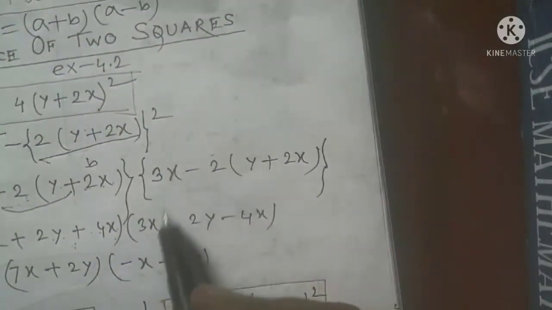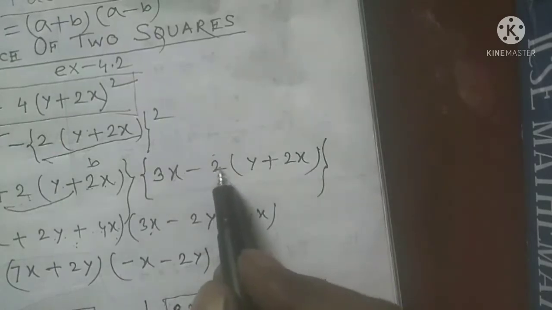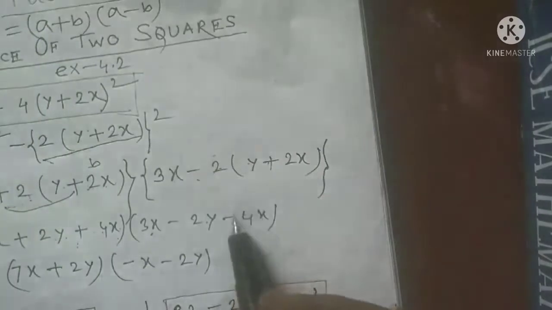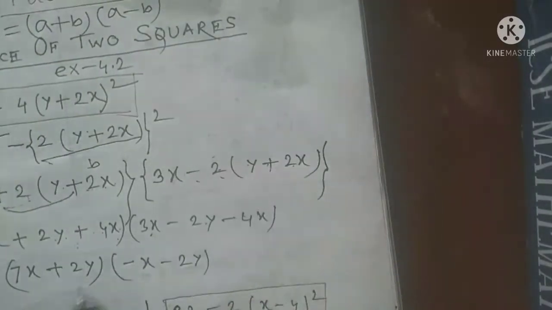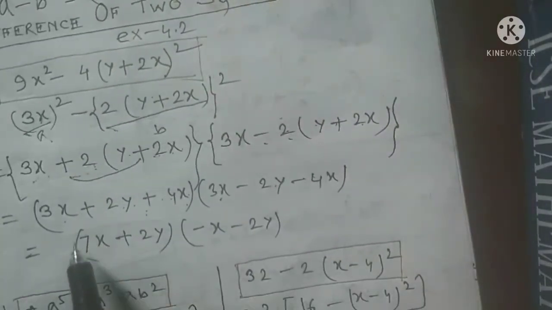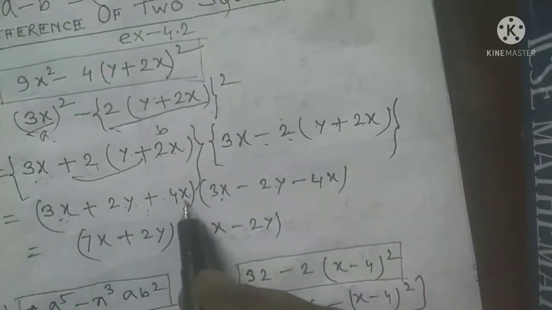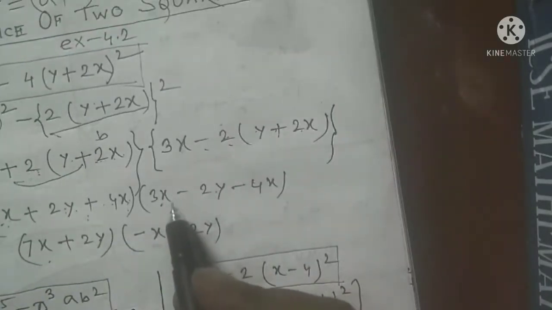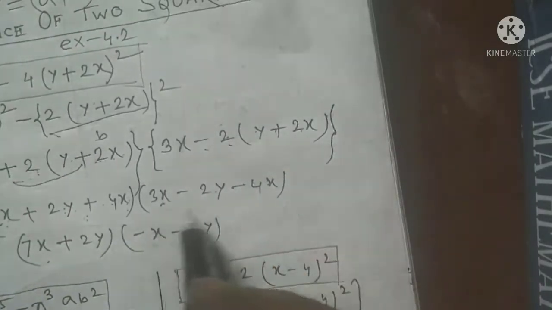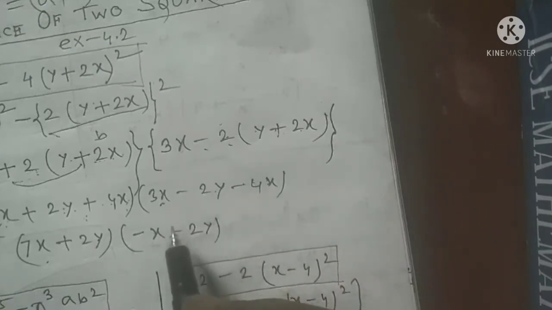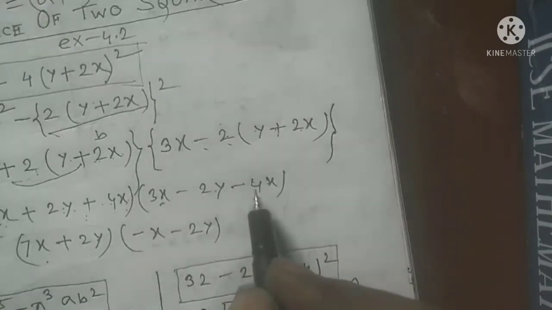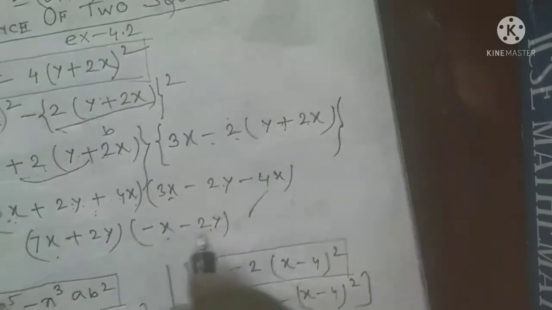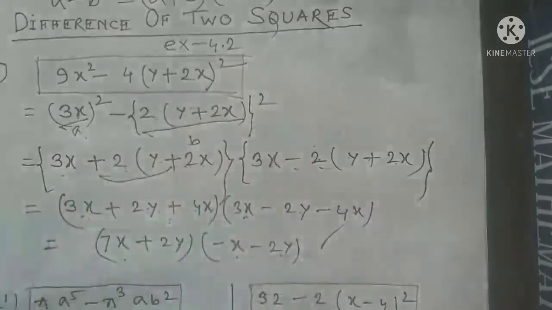Similar process, 3x will be here, and you have to multiply 2 with y and 2x. That means minus 2y and minus 4x. So after that you have to calculate. If you add 3x plus 4x, then it is 7x, and here will be 2y. And here if you subtract 3x and minus 4x, both are like terms, so you have to subtract because the opposite sign is there. So then you get minus x, and here will be minus 2y. So question number 1, this question we have done.